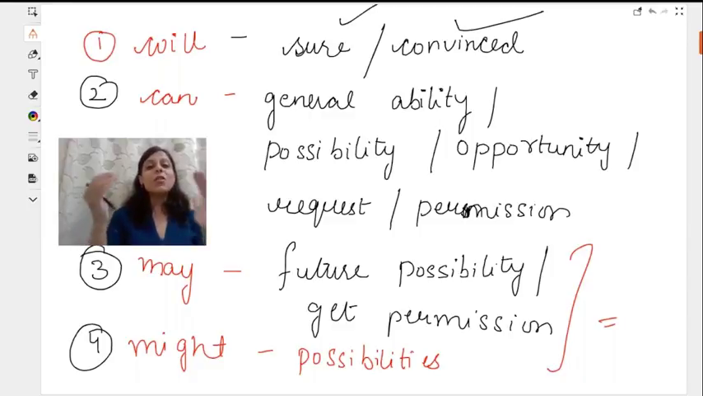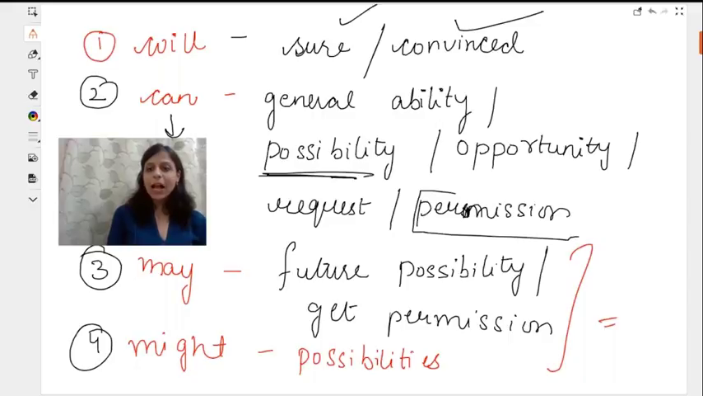But when I use the modal can, there is a general ability attached to it, right? Then you also told me, ma'am, we use this word can when we have to take some sort of permission.